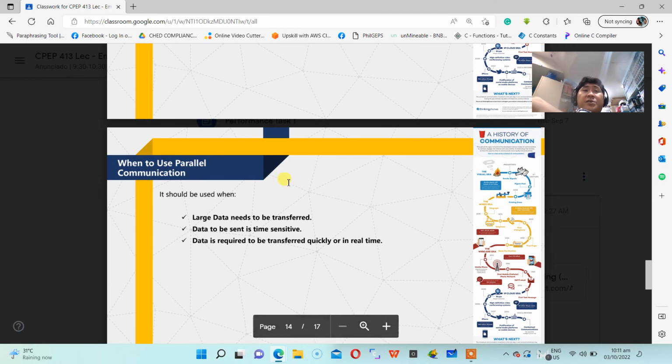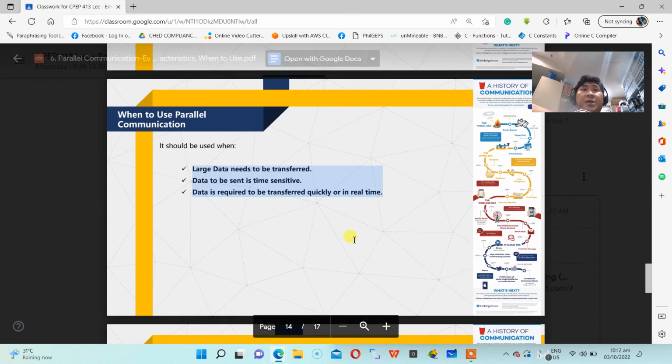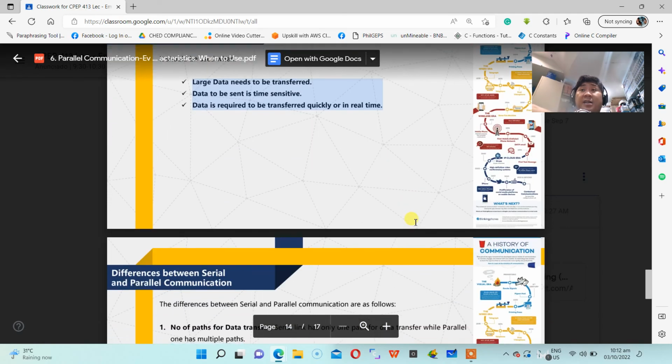When to use parallel communication? It should be used when large data needs to be transferred, data to be sent is time sensitive, and data is required to be transferred quickly in real time. Those are the uses of the parallel port.